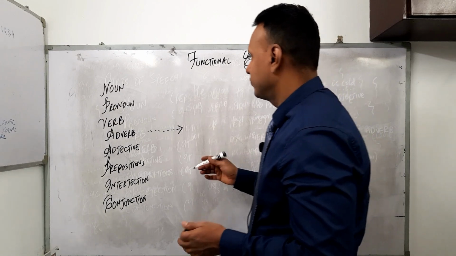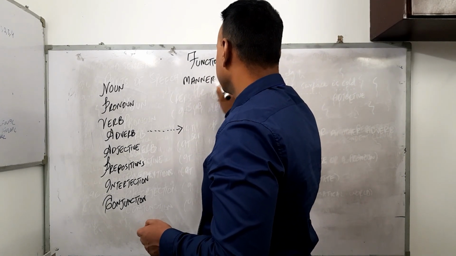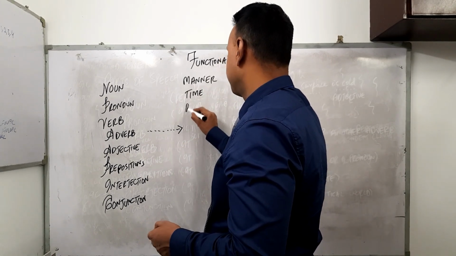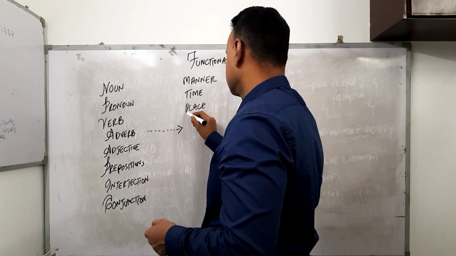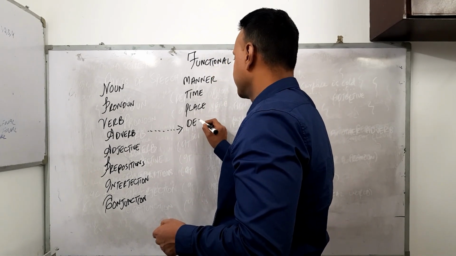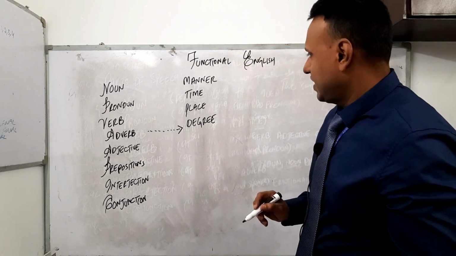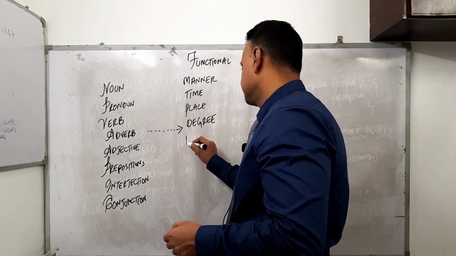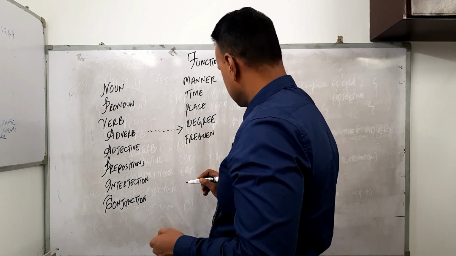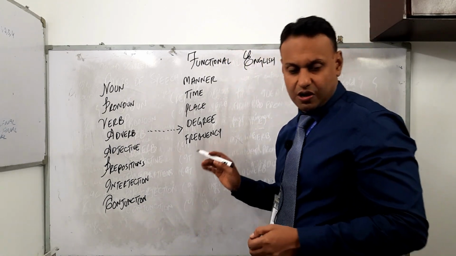The very first adverb that we have got is the adverb of manner. Then we have the adverb of time. Then we have the adverb of place. Then we have the adverb of degree, of quantity or degree. Let's put degree. Then we have the adverb of frequency. Then we have the adverb of affirmation.